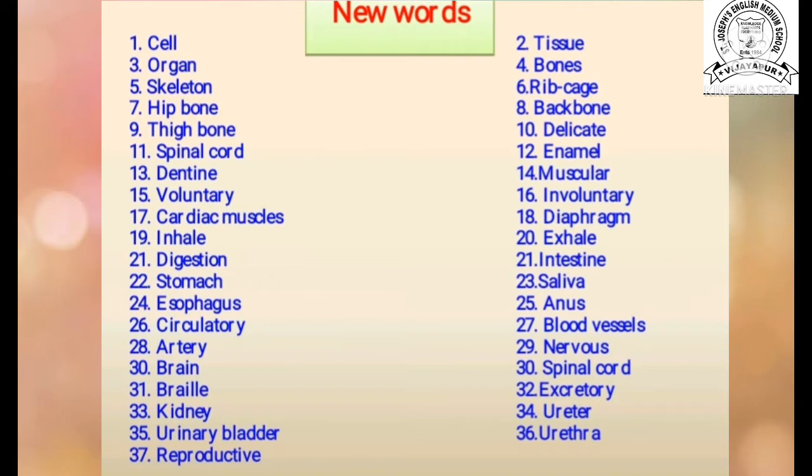Third one is the organ. Organ, how does it form? When a group of tissues forms, it makes an organ. Fourth one is the bones. Do you remember how many bones are in our body? There are 206 bones in our body. But at birth, how many bones? 270.